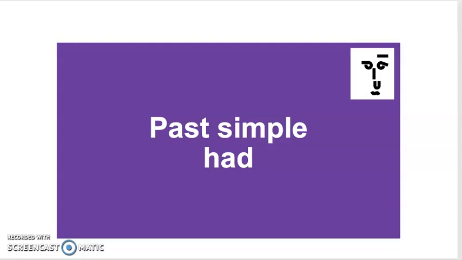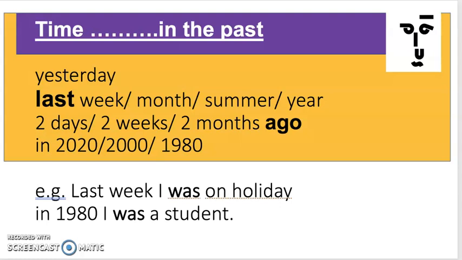Hi, it's Mercedes, and we're going to learn how to make the past tense of the verb to have, another one of our very important verbs in English. Okay, and remember, the time in the past is when we're talking about things like yesterday, or last week, or 2 months ago, or a year that has passed, 2020, 2000. Okay, so we're talking about times that have passed. Last week, 2 months ago, 1980.